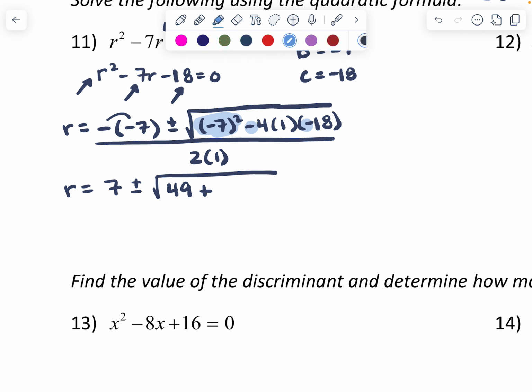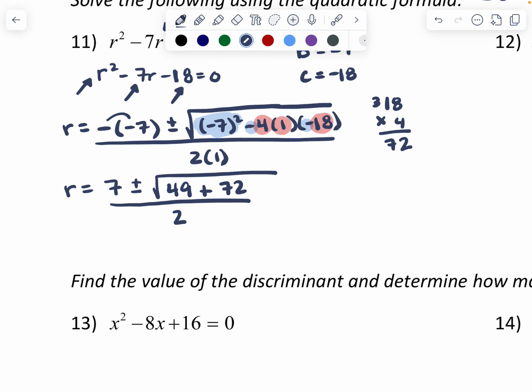Now, some of you may be like, I don't know how to do that. I need to do 4 times 1 times 18. Okay, well, 4 times 1 is 4. What's 18 times 4? If you don't know, just work it out. 18 times 4, 8 times 4 is 32. Carry the 3, that's 4 plus 3, which is 7. That wasn't really that bad, right? Okay, and then all over 2 times 1, which is 2.